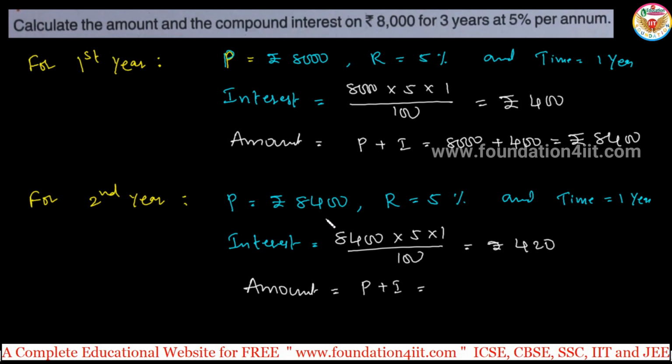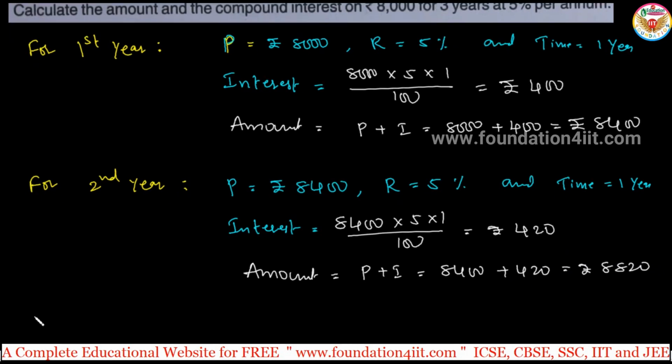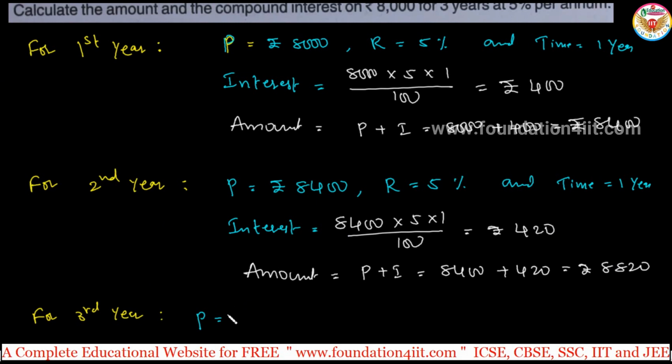This second year principal is 8,400 now, plus 420 is interest. Therefore total, 8,820. Now for the third year, because it's asking for 3 years, right? For the third year, same, now you observe the P value. Always remember previous year amount becomes next year principal.